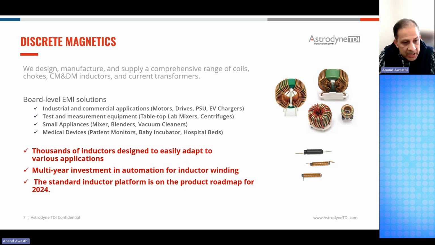We do a lot of this in small appliances, especially something like a hand mixer or a very small blender. Sometimes there's no space for filters, and in these situations we work with our customers on designing these solutions and put them on the board.